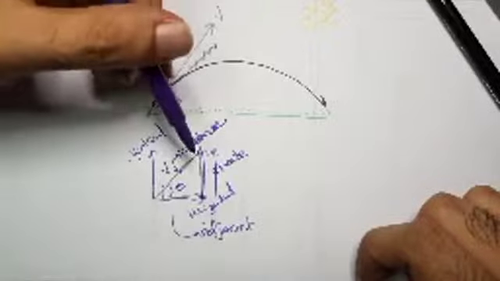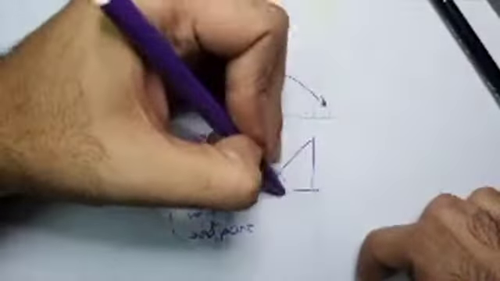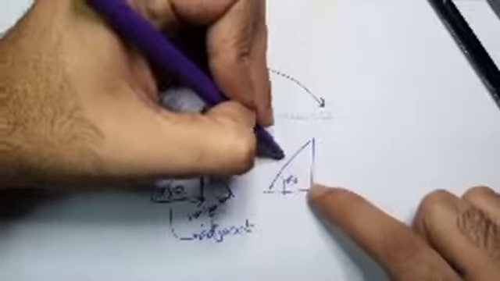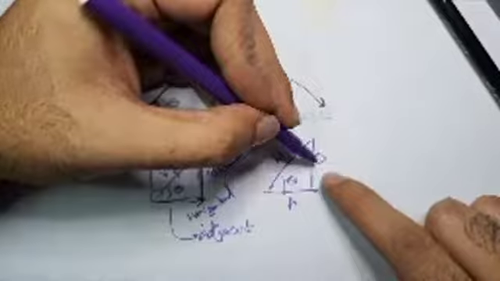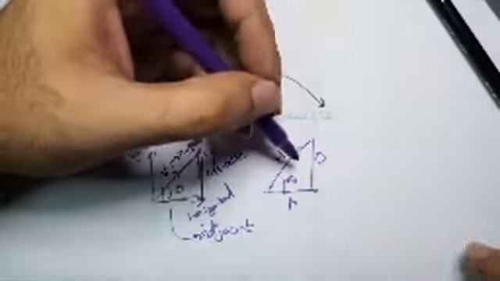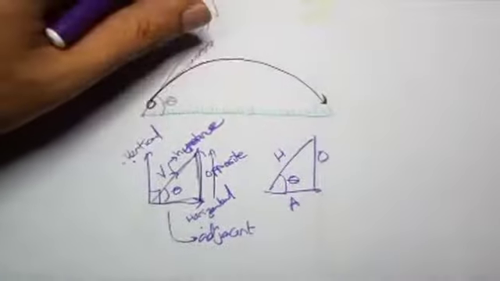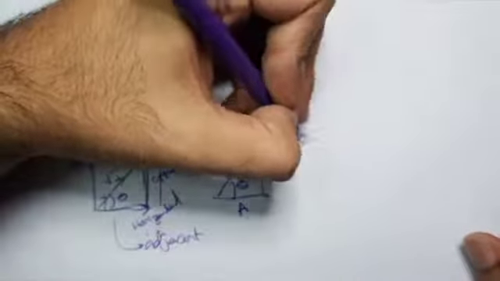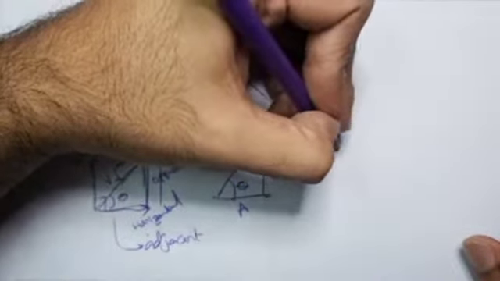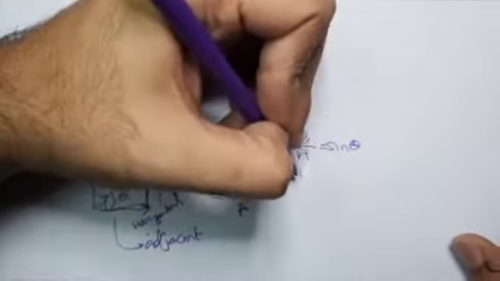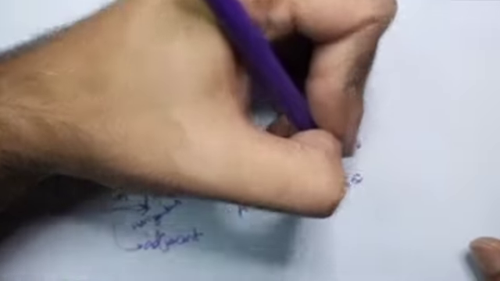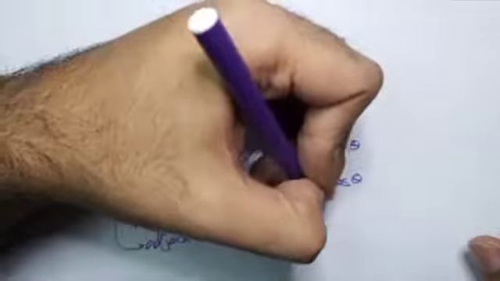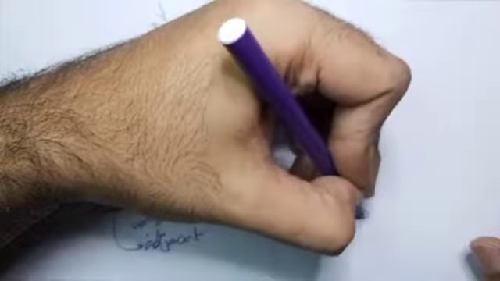So what happens is, because we've drawn a lot here, I'll just draw it again. So we have theta. This is going to be our hypotenuse. This is going to be our opposite. This is going to be our adjacent. So the relationship between these are specifically called trigonometric functions. So for example, opposite by hypotenuse is equal to sine theta. Adjacent by hypotenuse is equal to cos theta. And opposite by adjacent is equal to tan theta.